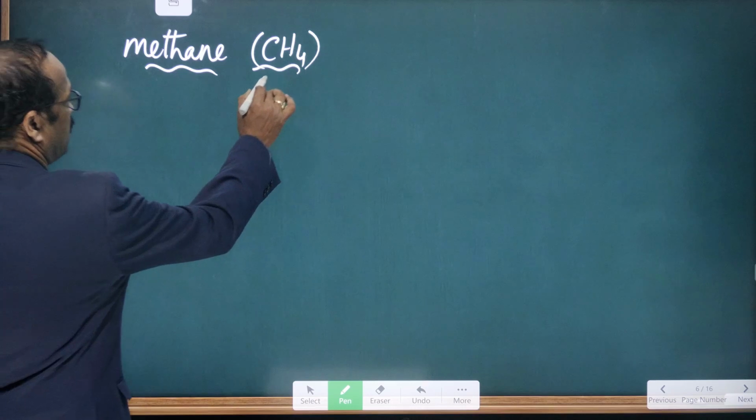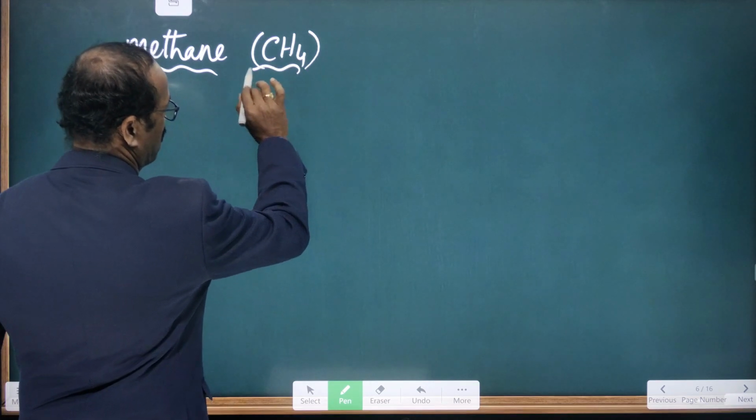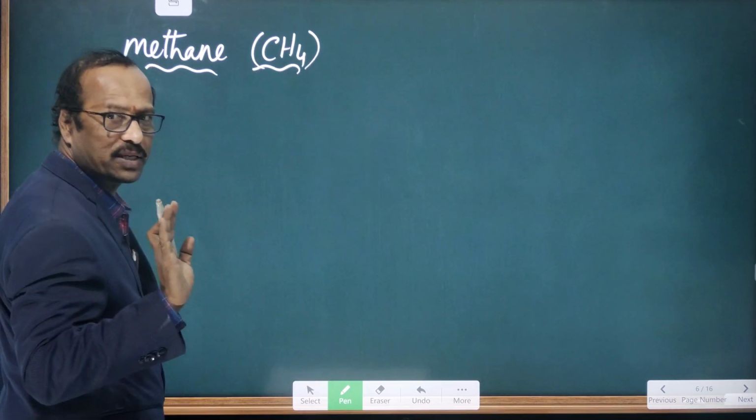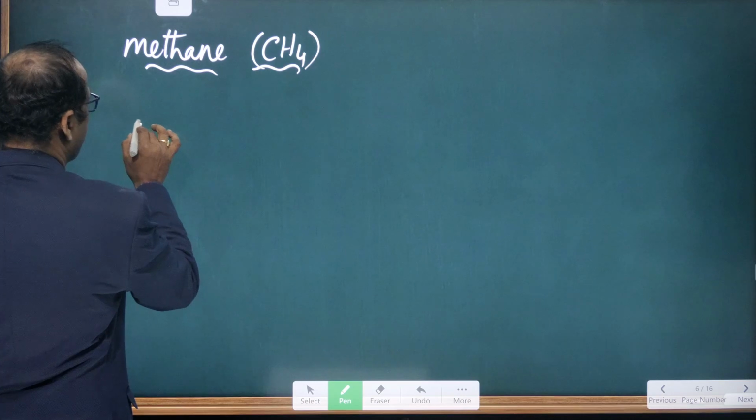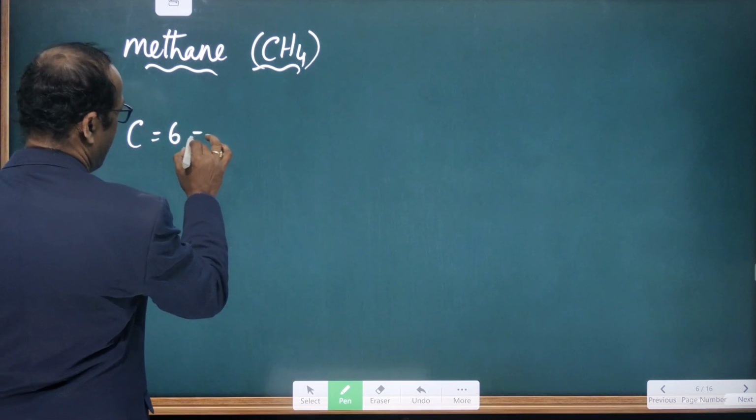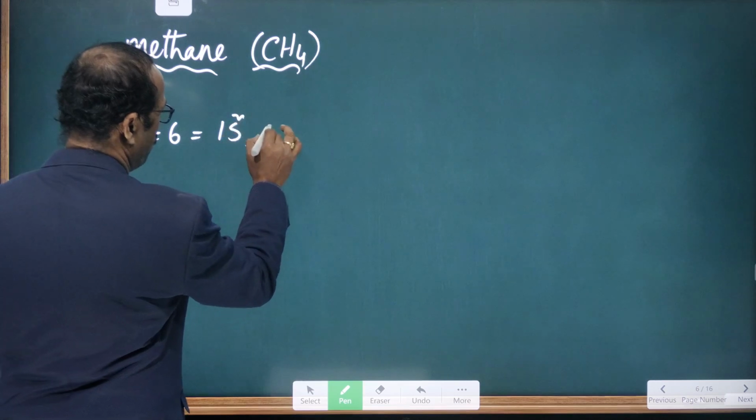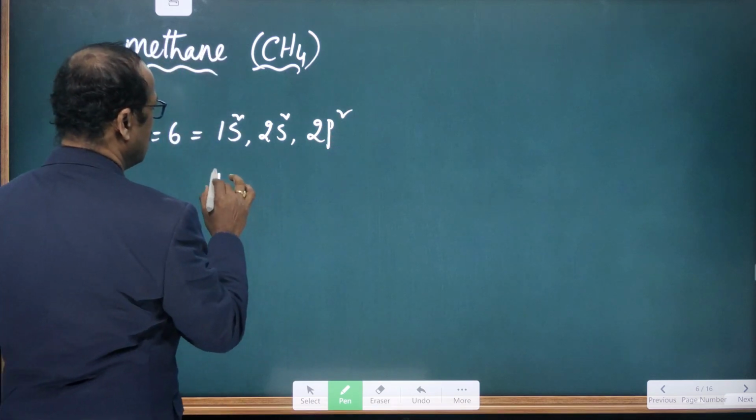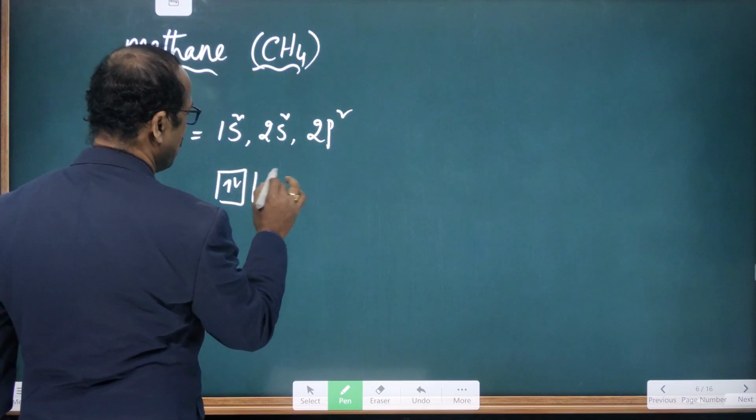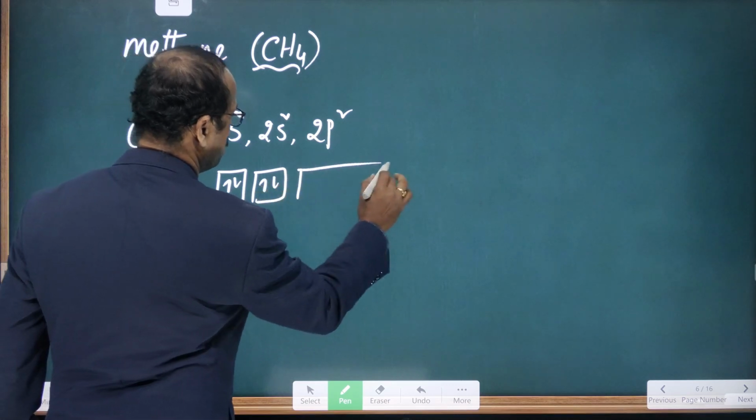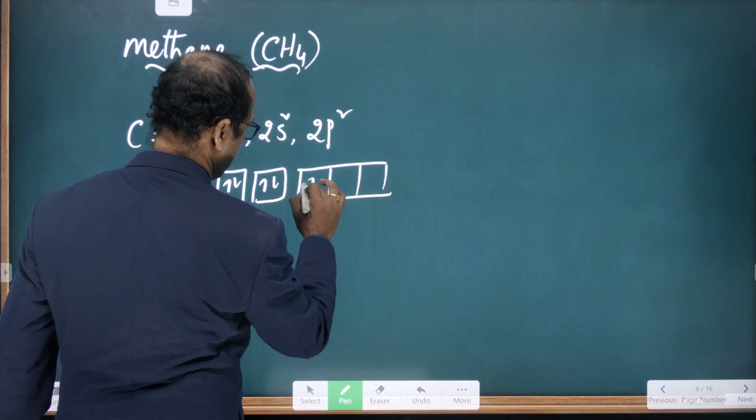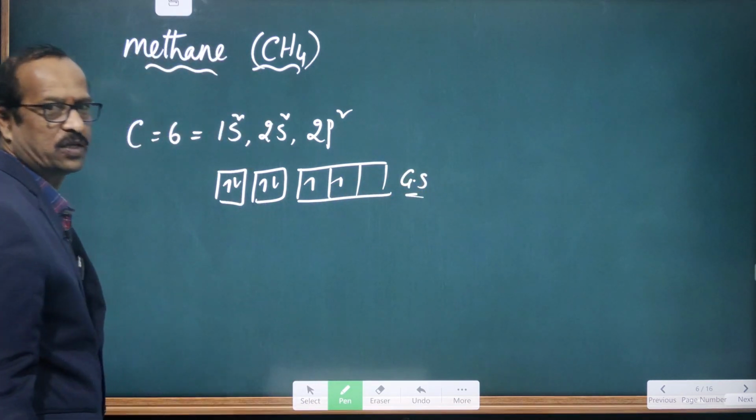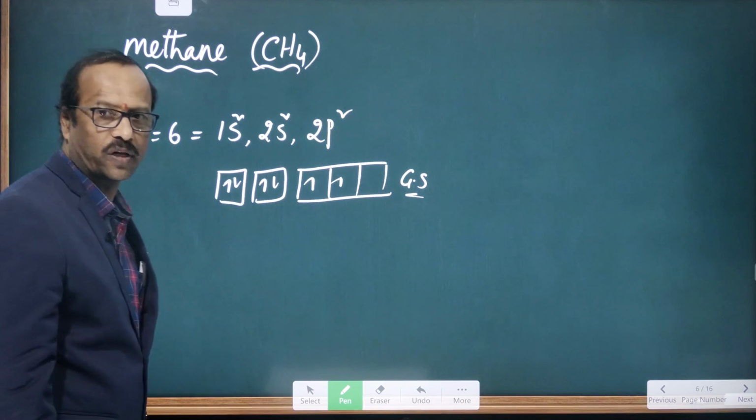See students, here one carbon and 4 hydrogens are there. Carbon is 1, but hydrogens are 4, so carbon is called the central atom. You know that the atomic number of carbon is 6, with electronic configuration 1s2, 2s2, 2p2. In the box method, this is 1s with 2 electrons, this is 2s with 2 electrons, and this is 2p with 2 electrons. This electronic configuration is called the ground state electronic configuration.